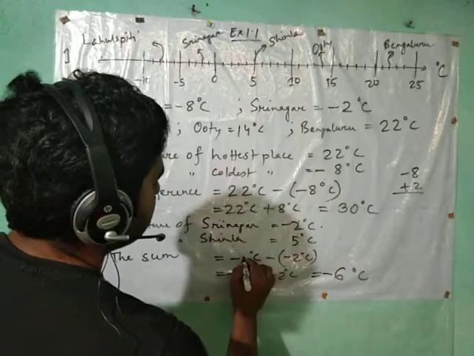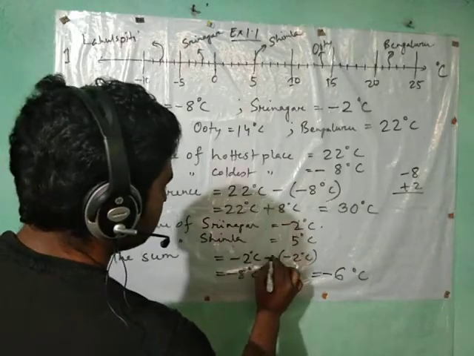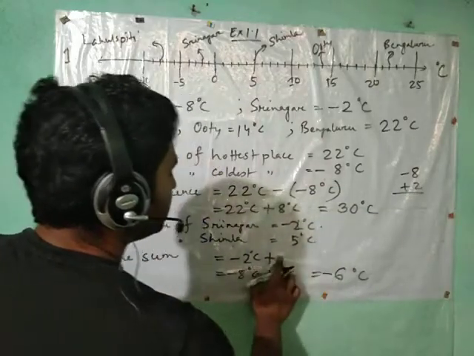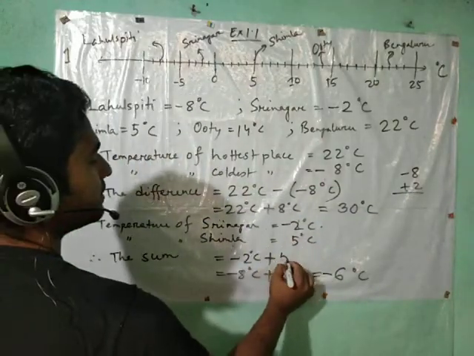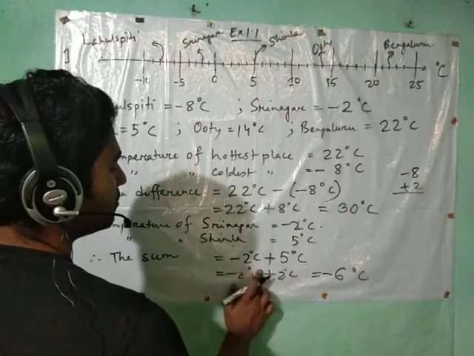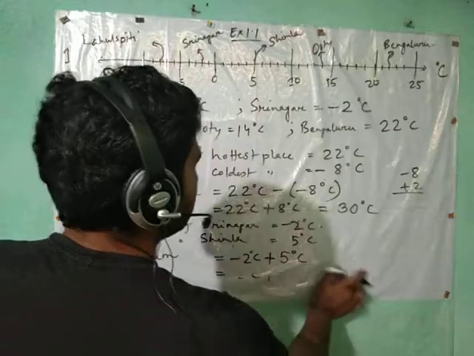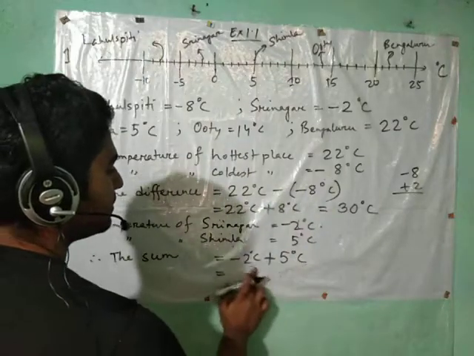-2 degree centigrade plus, this is a sum so plus will come, plus what is this temperature? This is 5 degree centigrade. So now what will be your answer? The answer will come here. How much will the answer be? See, degree centigrade.